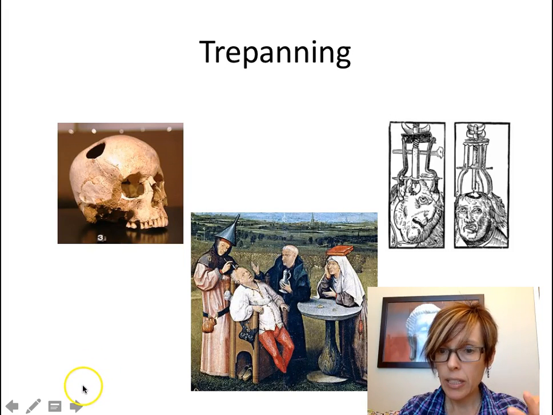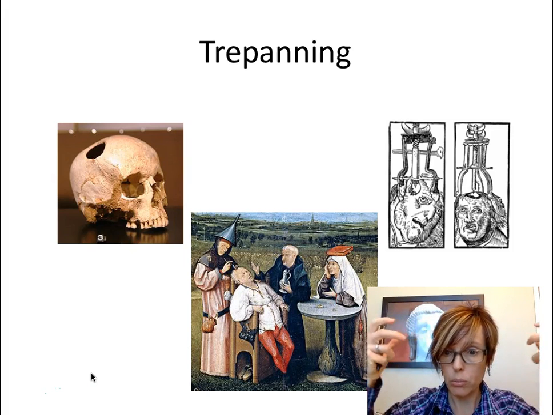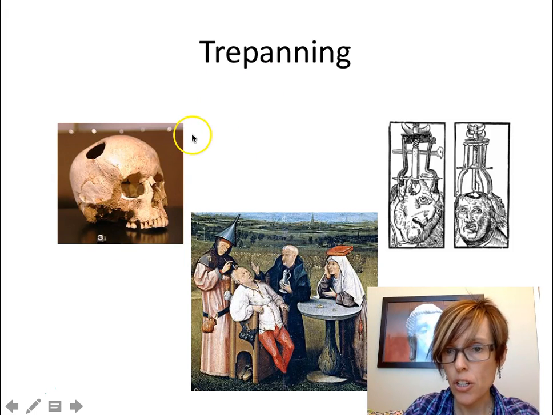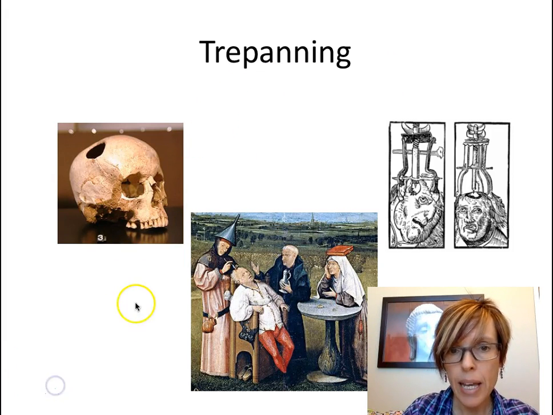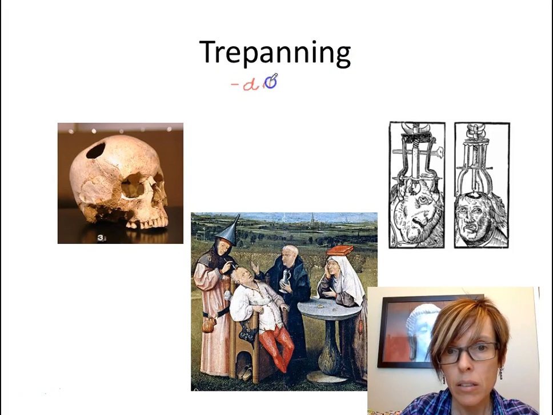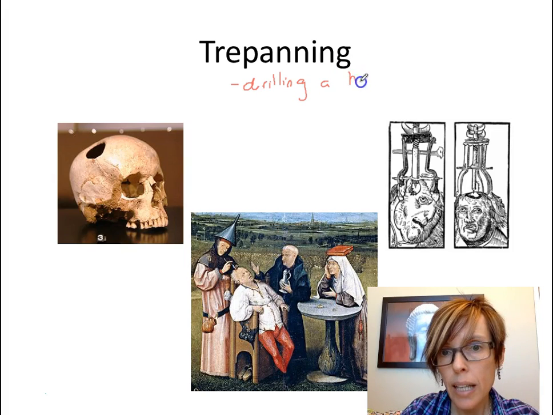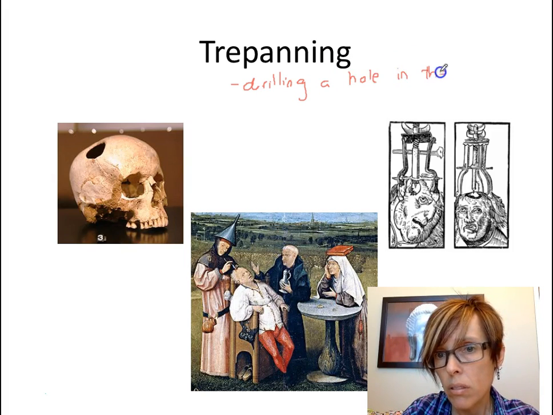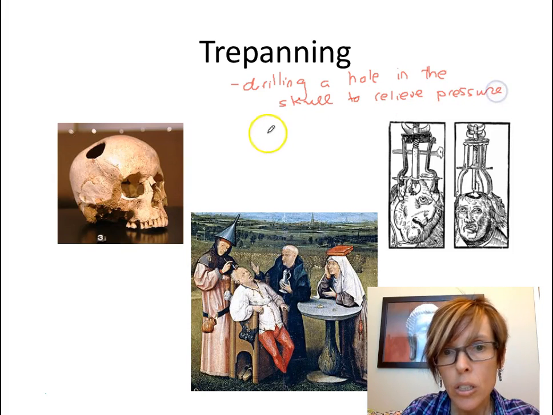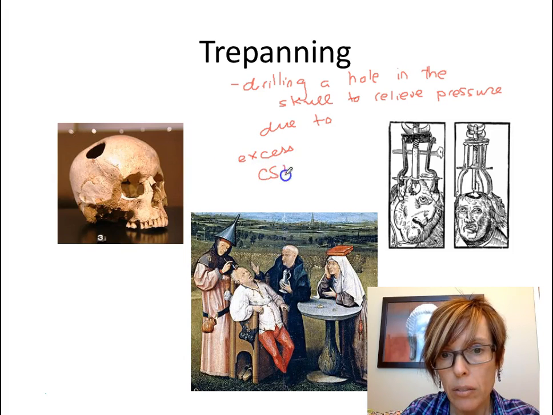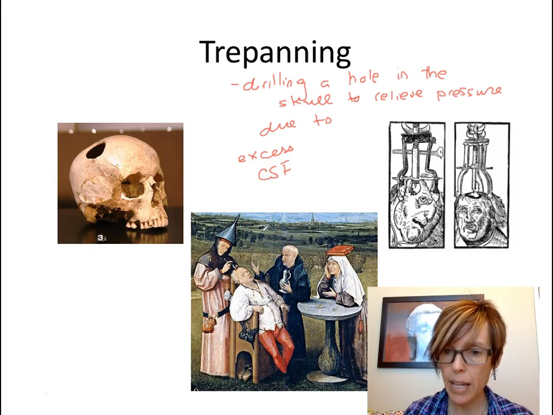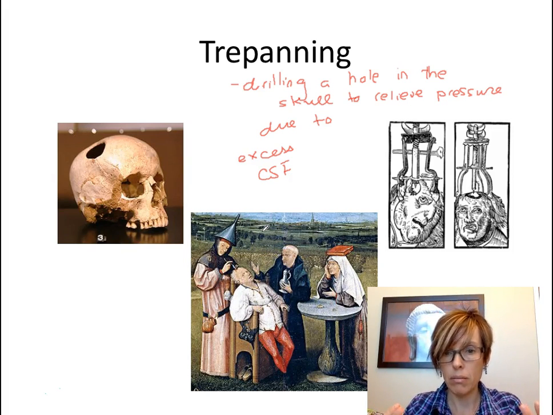Now, I mentioned the arachnoid villi and how important it is that if we're creating cerebrospinal fluid, we're also draining it, right? Because if we don't, your head would balloon. We do have a medical procedure called trepanning. Basically, trepanning is drilling a hole in the head, in the skull, to relieve pressure due to excess cerebrospinal fluid. And this happens all the time in hospitals now.